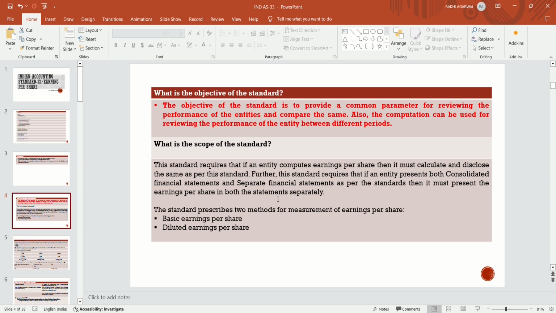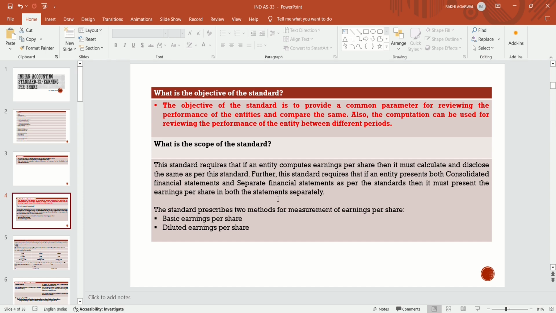Further, this standard requires that if an entity presents both consolidated financial statements and separate financial statements, then it must present the earning per share in both the statements separately. So if they are a group company with a subsidiary and holding relationship, and they prepare consolidated financial statements and separate financial statements, they should prepare their EPS as per Ind AS 33, and it must be presented in both the statements.